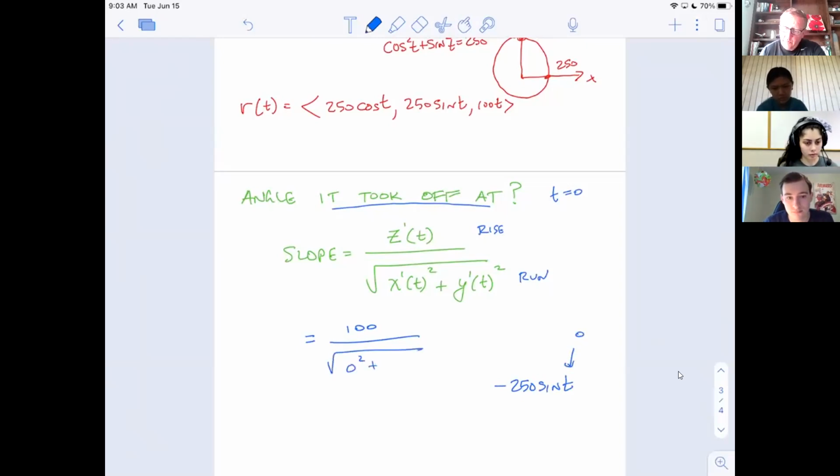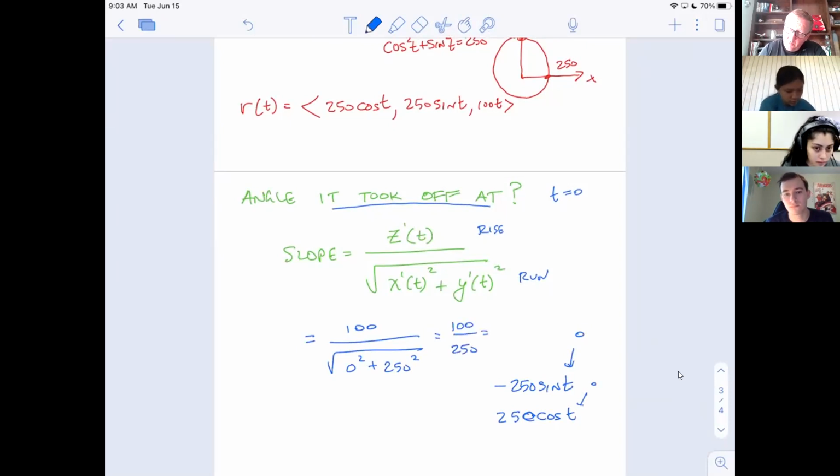So 0 squared. The derivative of sine is cosine, so the derivative of 250 sine would be 250 cosine. When I put 0 in that, cosine of 0 is 1, and I get 250. So I end up with really 1 over the square root of 250 squared, or just 100 over 250. And I guess that'd be 10 over 25, or 2 over 5. All right, 2 over 5.